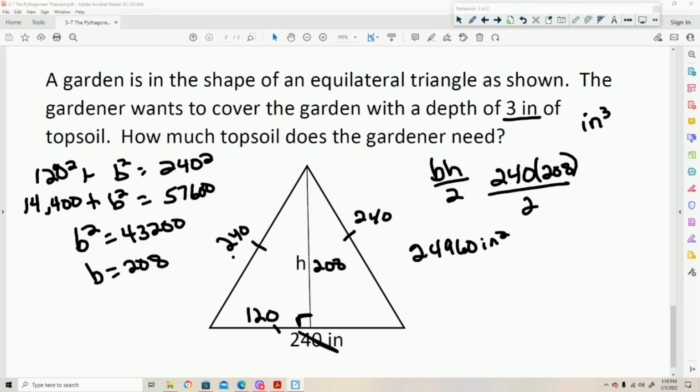Now if we want cubic inches, we've got to multiply it by the depth. This is just the area, surface area here. So we need to multiply it by 3. That gives us a volume of 74,880 cubic inches. And that sums up the Pythagorean theorem.